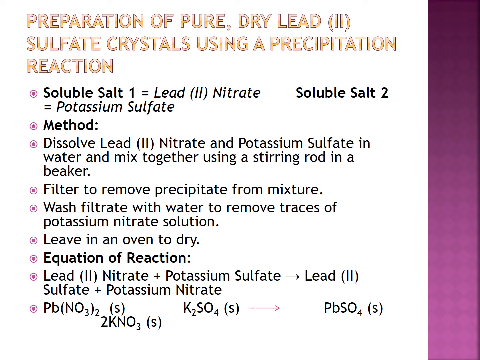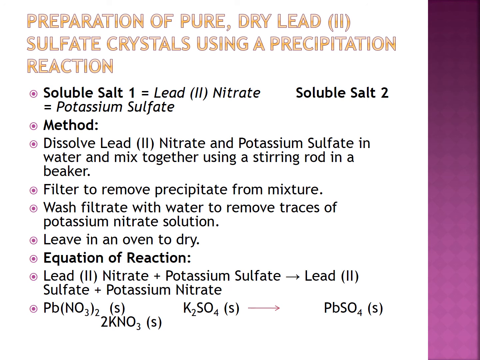Now discuss the method. Dissolve lead 2 nitrate and potassium sulfate in water and mix together using a stirring rod in a beaker. Now filter to remove precipitate from the mixture. Wash the residue with water to remove traces of potassium nitrate solution. Leave in an oven to dry.